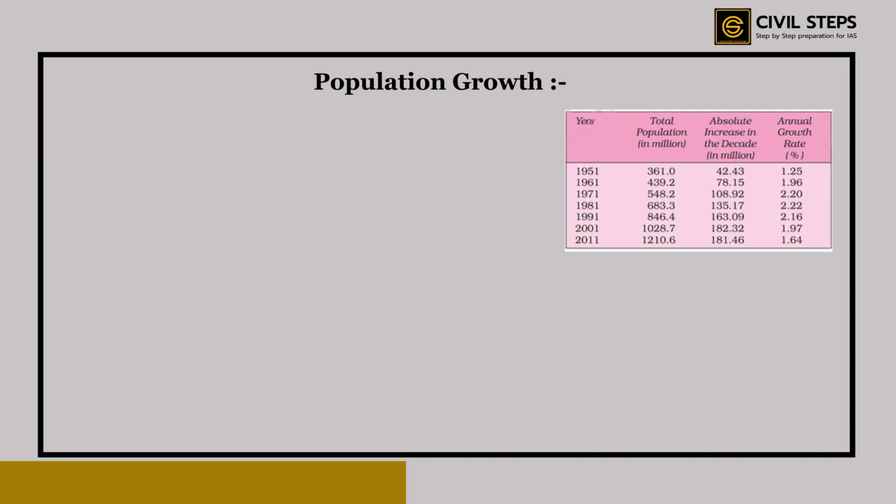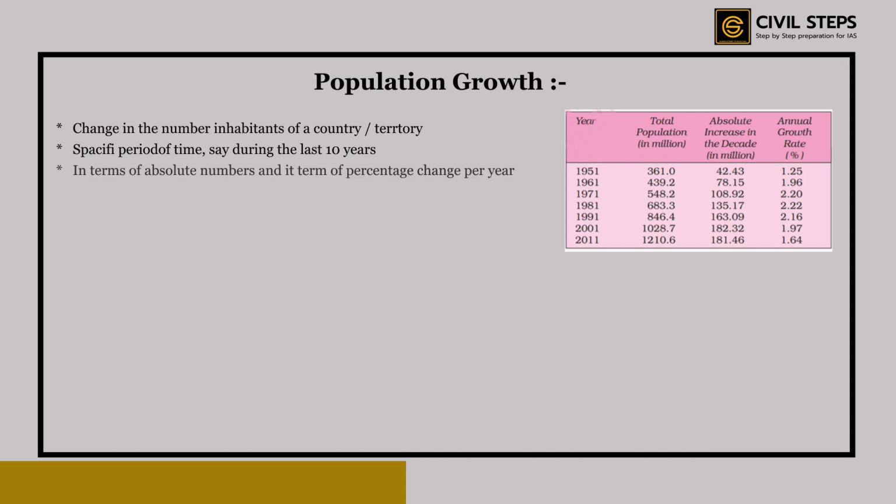What do we mean by the growth in population? Well, the growth of population refers to the change in the number of inhabitants of a country or territory during a specific period of time, say during the last 10 years. Such a change can be expressed in two ways. First, in terms of absolute numbers, and second, in terms of the percentage change per year.